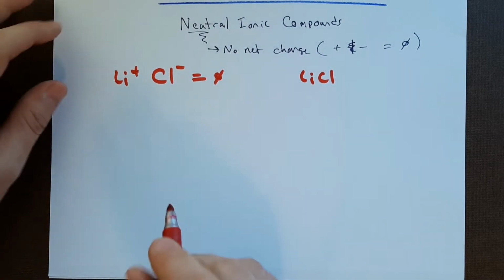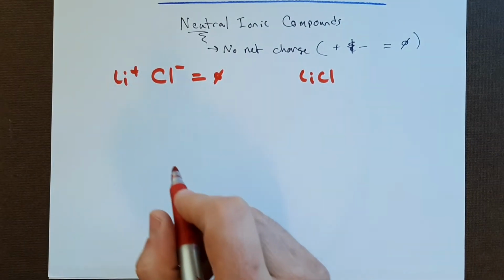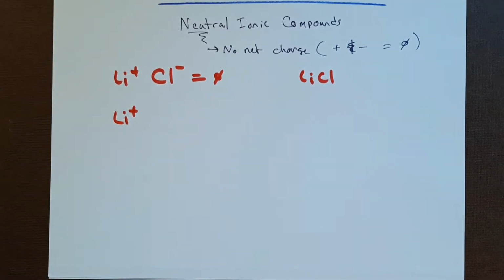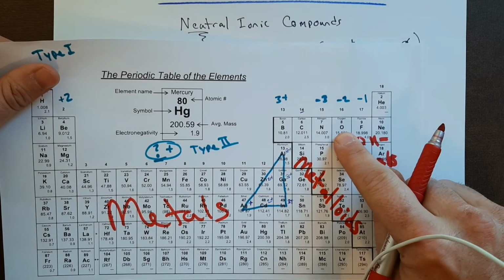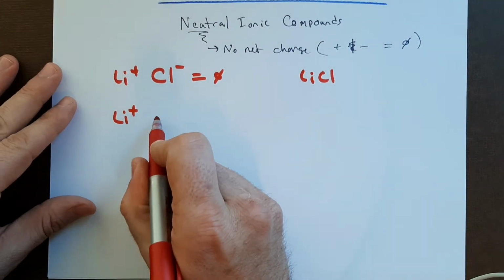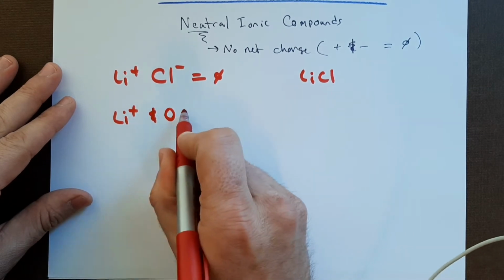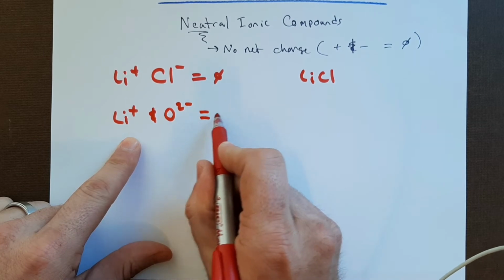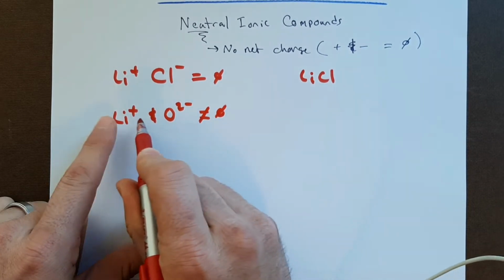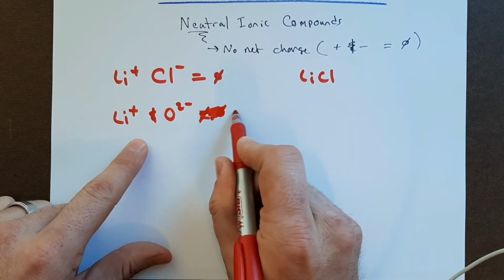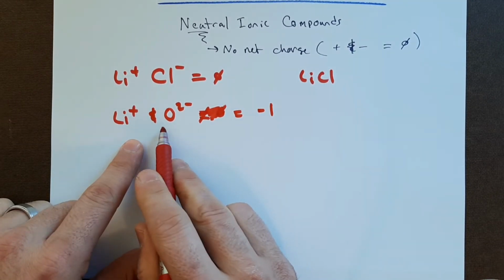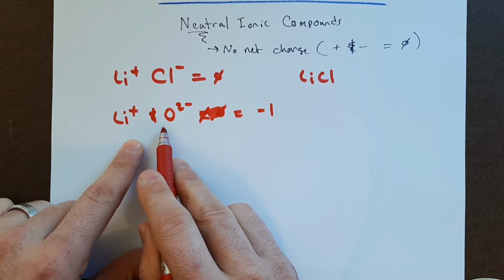So we just wrote the formula for that as lithium chloride. But what about if it was something a little more complicated? What about if it was something like lithium, which has a positive charge, combined with oxygen that has a -2 charge? So we would be combining lithium and oxygen with a 2 negative charge. Well, as of right now, that does not add up to 0. 1 positive and 2 negative equals -1. So that's not a neutral compound, just combining the two of those together.